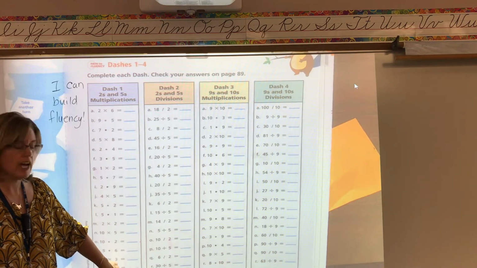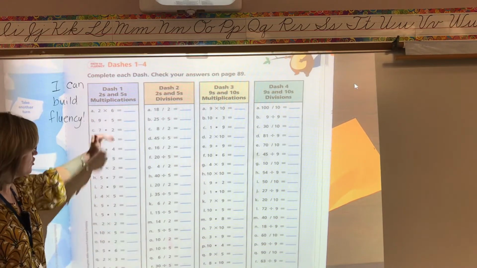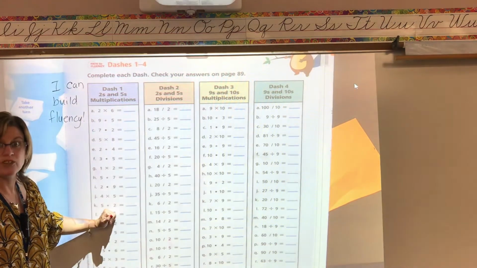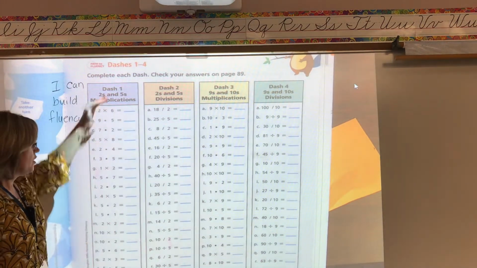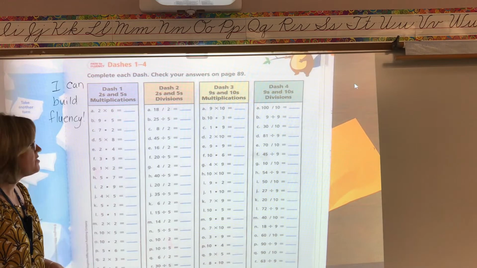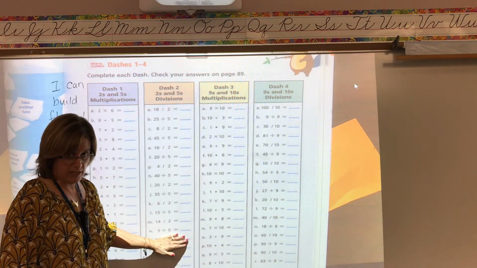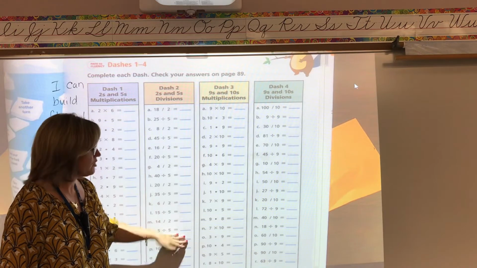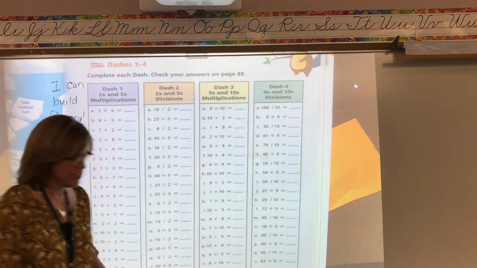When the timer stops, you stop. If you don't get them all done, it's okay. This is just so you can see how well you're doing with your multiplications. No tears, nothing to get upset about. You're going to see how well you do. Then she'll set the timer again, and you'll do this row. Same thing. You'll stop when the timer stops. You'll continue doing this on this page and on the back of this page.